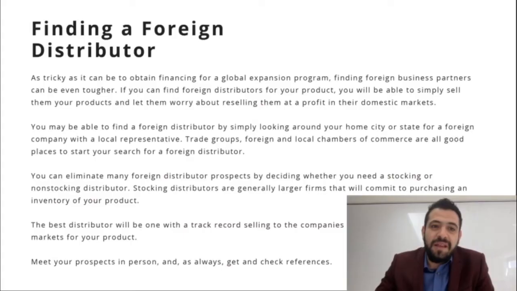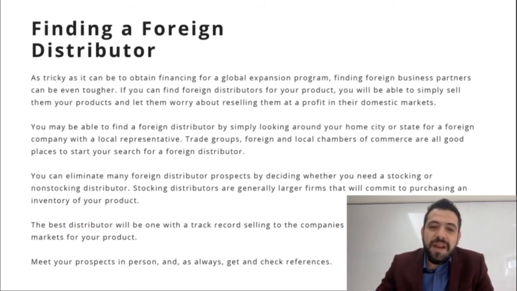As tricky as it can be to obtain financing for a global expansion program, finding foreign distributors and business partners can be even tougher. If you can find foreign distributors for your product, you'll be able to simply sell them your products and let them worry about reselling them at a profit in their domestic markets. You may be able to find a foreign distributor by simply looking around your home city or state for a foreign company with a local representative. Trade groups, foreign and local chambers of commerce are all good places to start your search for a foreign distributor.